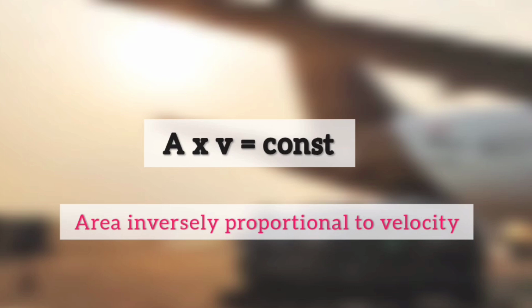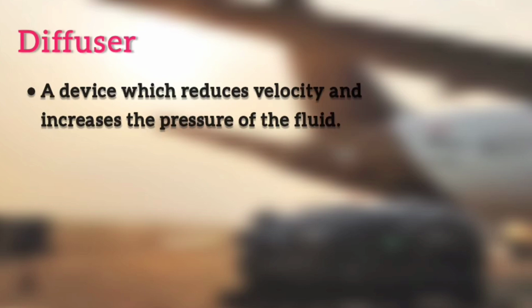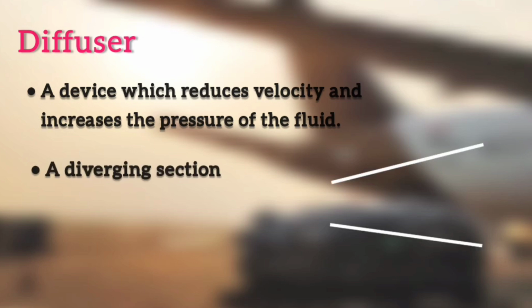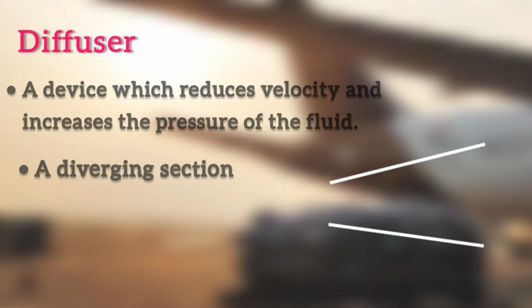Now let's look at the components in which this principle is being used. The first one is the diffuser. It is a device which can reduce the velocity and increase the pressure of the fluid. The shape of the diffuser is mostly a diverging section, which helps to increase the flow area. So let's see how it works.